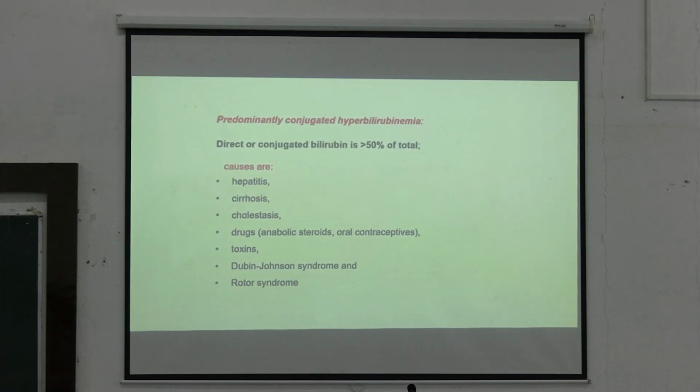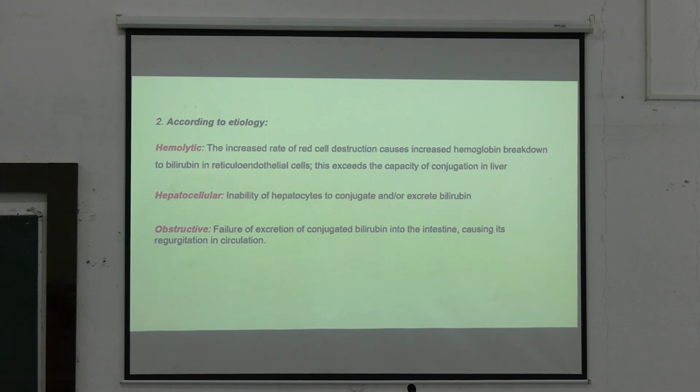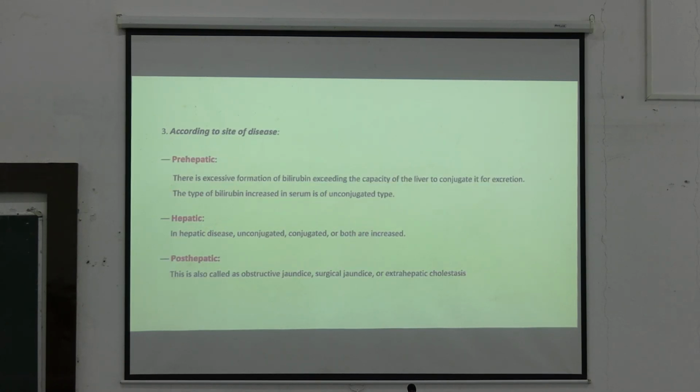So, number one is according to the main type of bilirubin increase in the plasma, then according to etiology, then according to the site of disease.